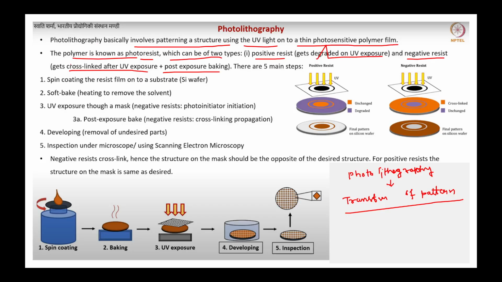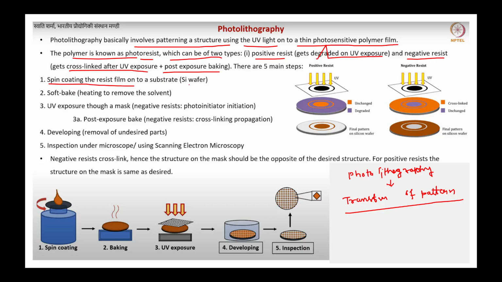Now this involves 5 steps. So what are those 5 steps? We will learn thoroughly. The first one is spin coating the resist film onto a substrate. So let's say we have a substrate of silicon. The first question is, as a researcher, you have to make some film or some mask, some pattern on your silicon.